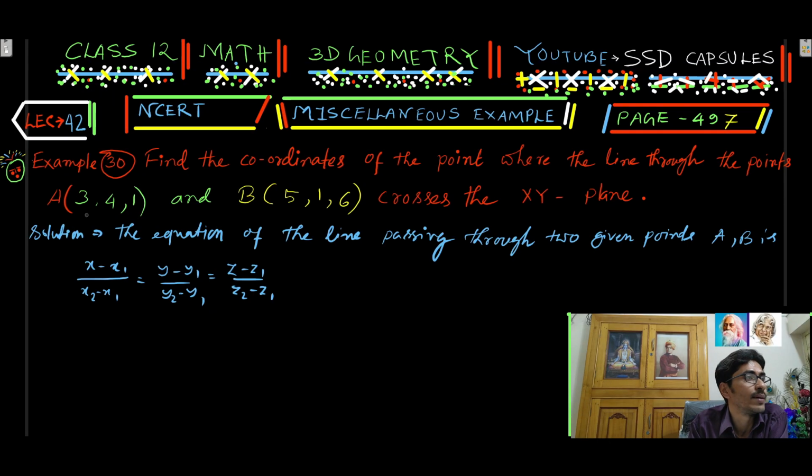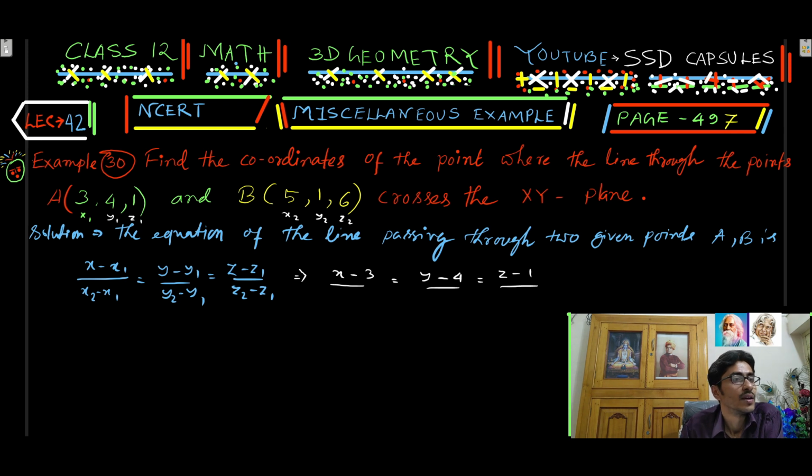So here we will name this point as x1, y1, z1, and this point B as x2, y2, z2. Now this implies x minus 3, y minus 4, z minus 1 by x2 minus x1, which means 5 minus 3, so 2, y2 minus y1 means minus 3, and z2 minus z1, 6 minus 1, so 5. So now we will find the coordinate of any point on this line. Name this line as number 1.